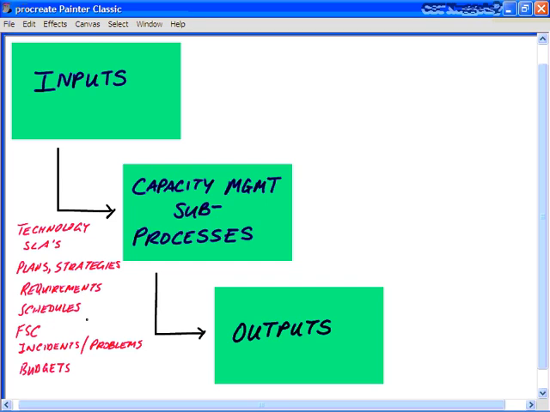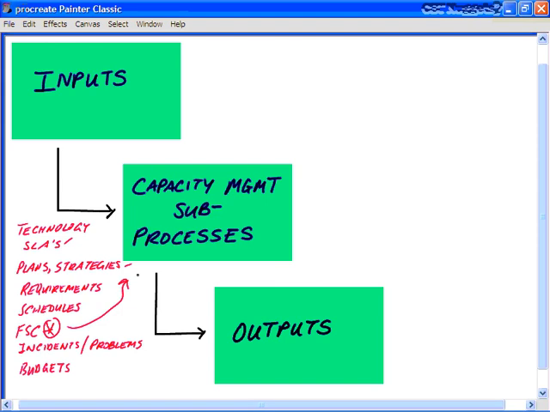Things like existing and future technology, service level agreements, a wide variety of different types of plans and strategies, business plans, operational plans, project plans, financial plans, strategies that are determined by steering committees and strategy committees, all the requirements that are laid out for your business and the services and the resources, scheduling and schedules, the FSC, the forward schedule of change we talked about earlier. The FSC is an input into these sub-processes.